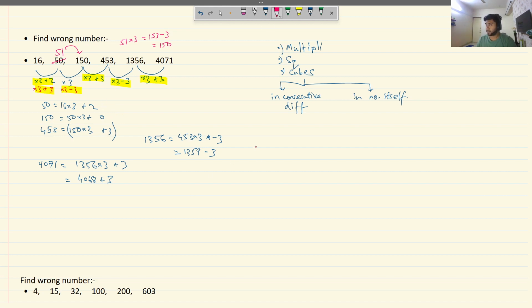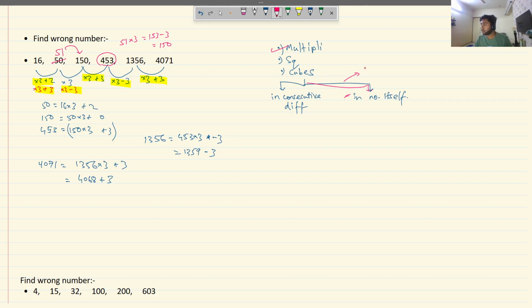So here, the multiplication was involved in the number itself, not in the consecutive difference. And how did I find out? I found out just by noticing that the numbers are multiplying by 3. By multiplying one number with 3, I am reaching quite close to the next number.